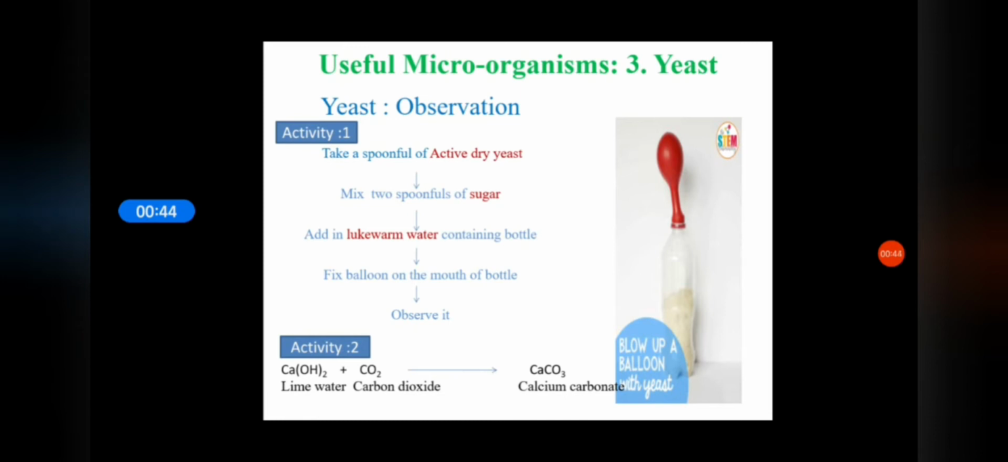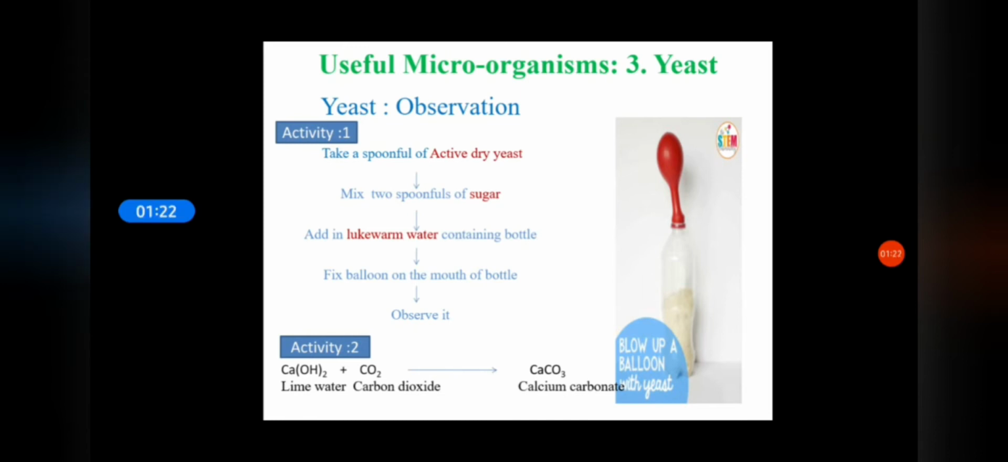Activity number 1. Take a spoonful of active dry yeast, mix 2 spoonfuls of sugar in it, add in lukewarm water containing bottle. Then fix a balloon on the mouth of the bottle. After 10 minutes, the balloon starts slowly inflating as yeast feeds on the sugar and produces carbon dioxide along with ethanol and gets trapped inside the balloon. This activity shows that yeast produces gases.